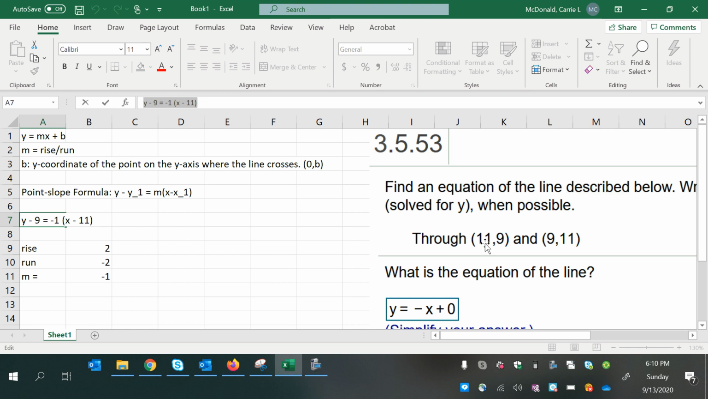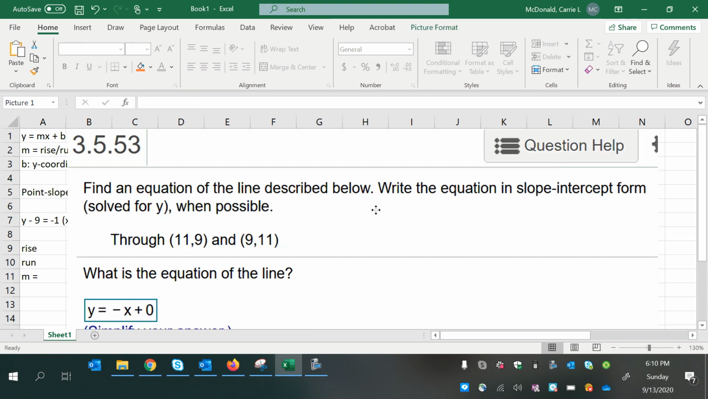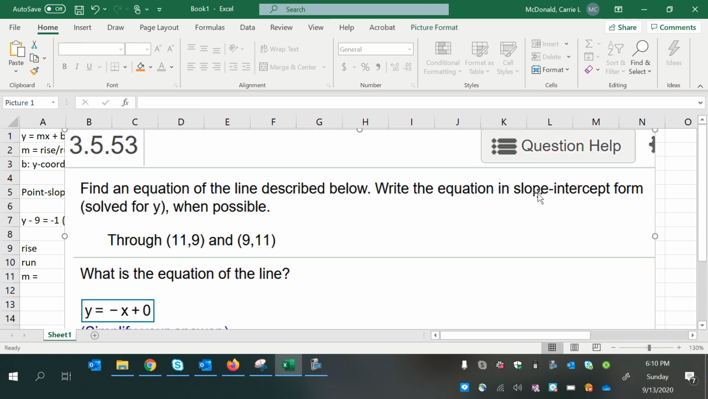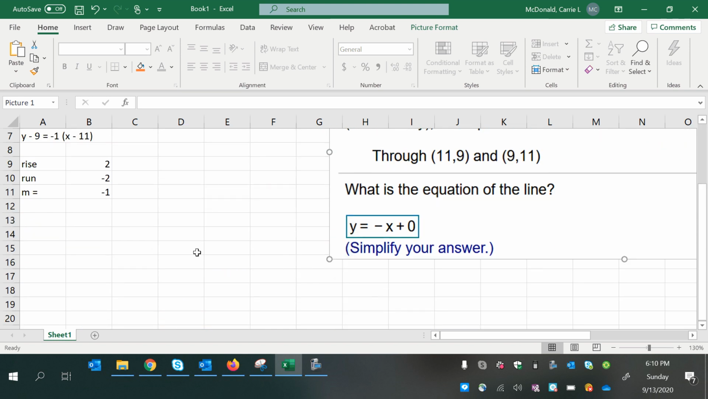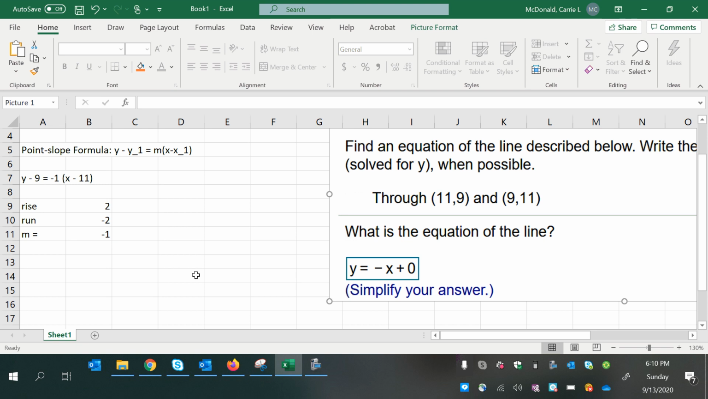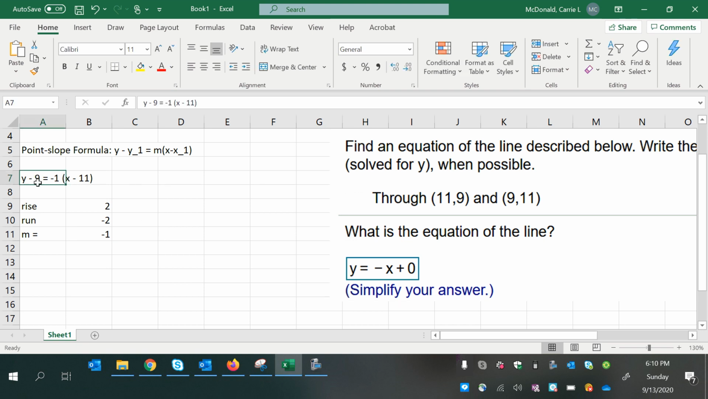However, we were asked to give this in slope-intercept form. So that means we have to solve it for y. So it'll be in the y equals mx plus b format. All right, so to do that, we're going to take this version of the equation, and we're just going to simplify the right side. And then after that's done, we'll add 9 to both sides so that y will be all by itself on one side of the equation.